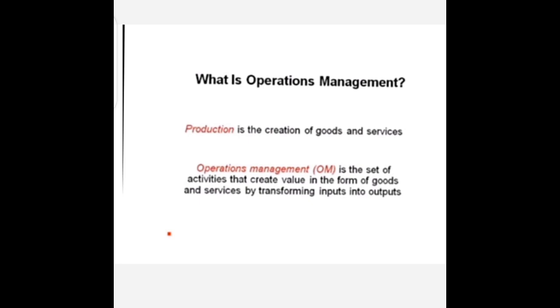So basically, what is operation management? When you think of the word operations, it seems like there needs to be some operation. So production is the creation of goods and services, whereas operation management is the set of activities that create value in the form of goods and services by transforming inputs into outputs. So the overall process from input to output is known as the operations. You will provide certain inputs that will be transformed and it will provide some output.